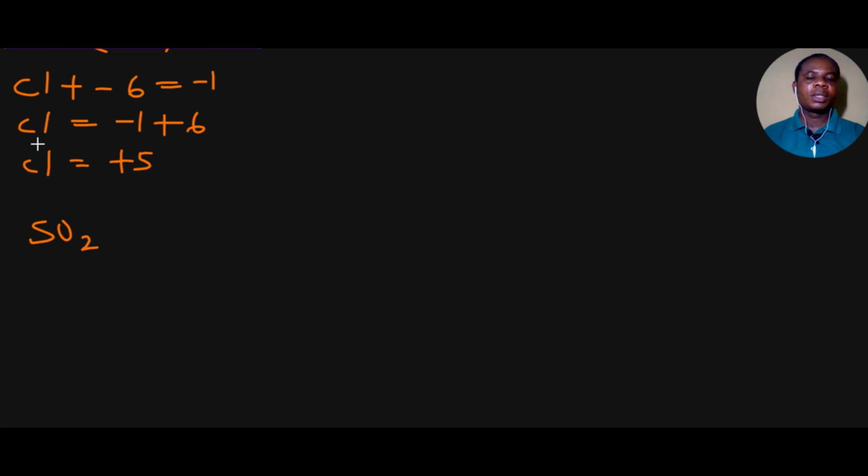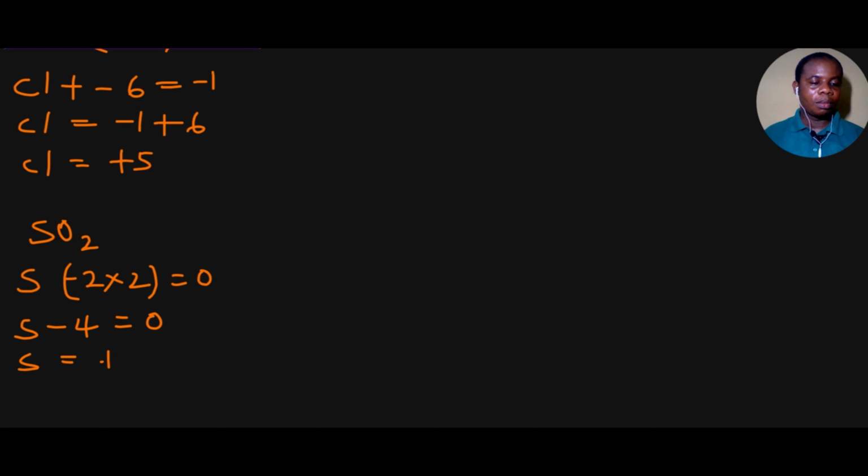SO2. The oxidation number of a neutral compound is always equal to 0. So we are looking for the oxidation number of sulfur here. This is S. Oxidation of oxygen in any compound is -2 except peroxide with -1. So S plus -2 times 2 is equal to 0. S -4 is equal to 0. S is equal to plus 4.